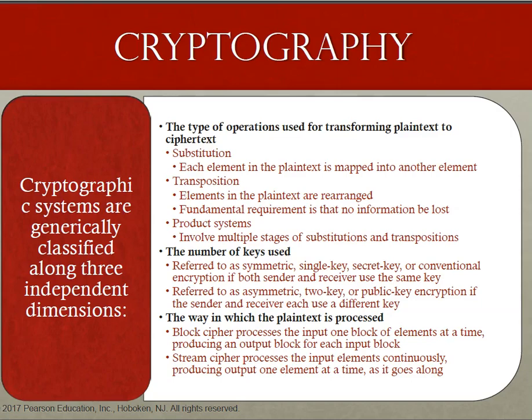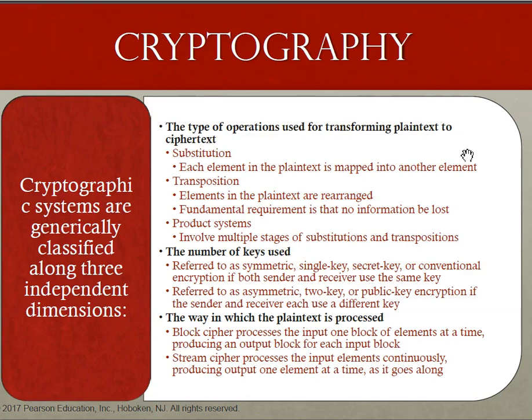Cryptographic systems are generically classified along three independent dimensions: the type of operation used for transforming plaintext to ciphertext, the number of keys used, and the way in which the plaintext is processed. Okay, those are the three classifications. The first one is substitution, the second one is transposition, and the third one is product systems.